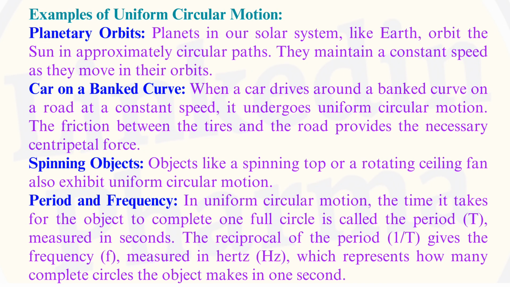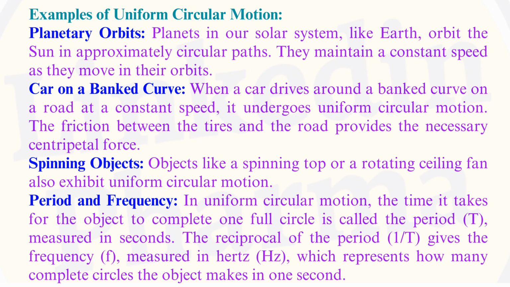Examples of uniform circular motion. Planetary orbits. Planets in our solar system, like Earth, orbit the Sun in approximately circular paths. They maintain a constant speed as they move in their orbits. Car on a banked curve. When a car drives around a banked curve on a road at a constant speed, it undergoes uniform circular motion. The friction between the tires and the road provides the necessary centripetal force. Spinning objects. Objects like a spinning top or a rotating ceiling fan also exhibit uniform circular motion.